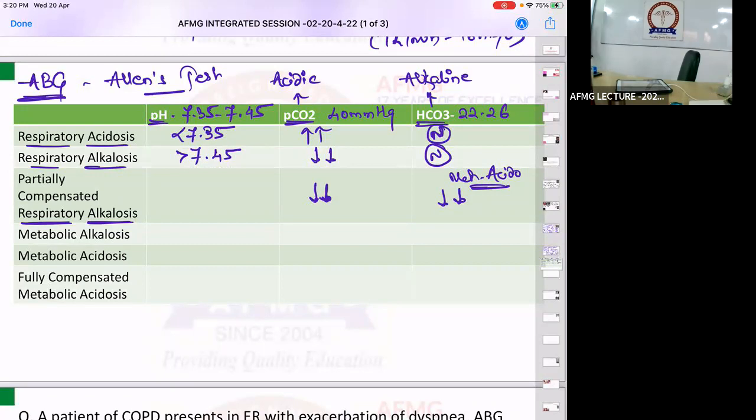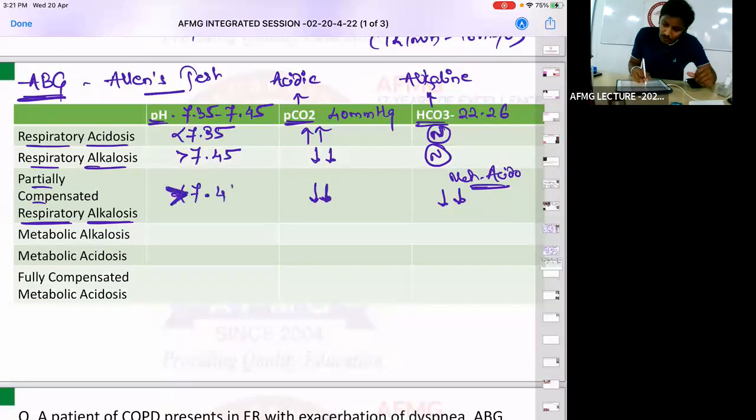Partially compensate का मतलब क्या होता है? That means the pH is still not normal. Compensation क्यों होता है? The body doesn't care about PCO2 or bicarbonate level. It actually cares about the pH of the body. pH should be maintained within normal. ठीक है? So for maintenance of pH, it causes this. For partially compensated means bicarbonate values are decreasing, but full compensation has not occurred. So therefore, alkalosis है तो pH would be more than 7.45.